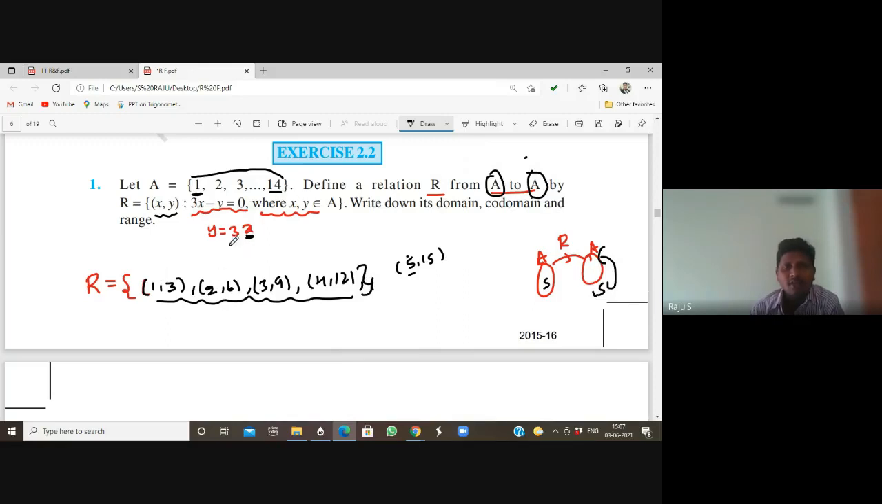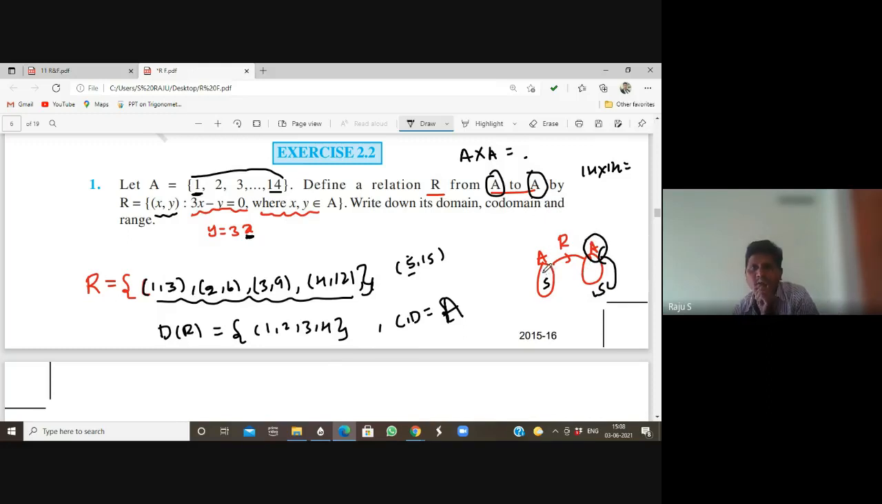Fine. In that, can you tell me what is the domain? 1, 2, 3, and 4. This is a special relation; we are not writing the Cartesian product. Cartesian product means 14 into 14, that many ordered pairs we would get. Here, the domain of R in this relation is 1, 2, 3, 4. That's it. Then, what is the codomain here? The numbers from 1 to 14. That is A. Very good. Codomain is fully A.